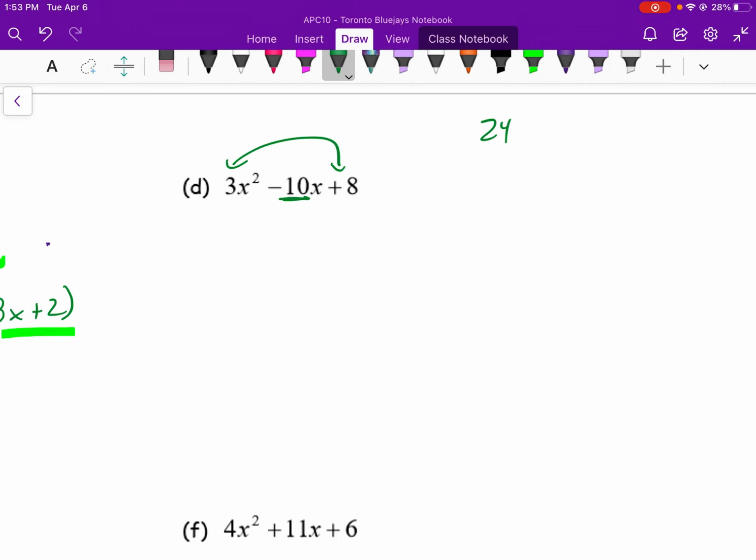Since the product is positive, that implies that both those numbers either have to be positive or negative. Since the sum is negative, that implies that both those numbers have to be negative. What two numbers multiply to 24 but add to negative 10? That's right, negative 6, negative 4. So I'm just going to decompose that middle term so it looks like this.